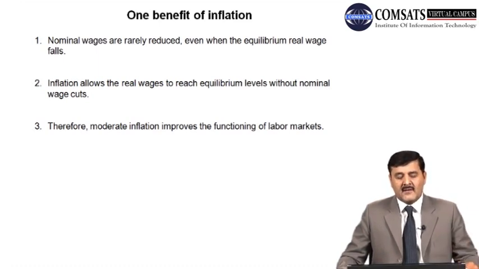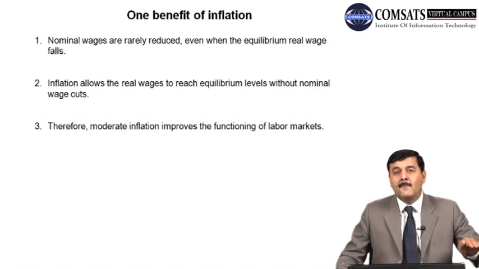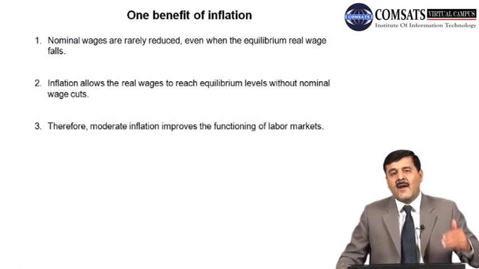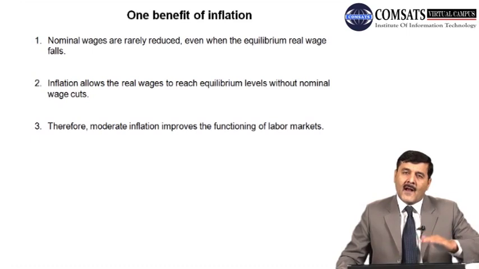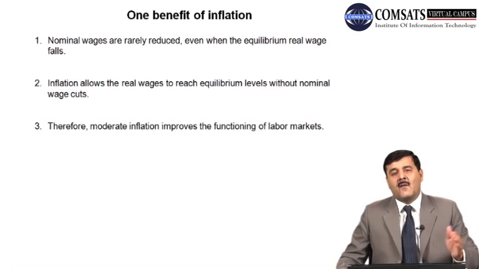So inflation allows the real wages to reach equilibrium levels without nominal wage cuts. So inflation jab economy mein hota hai, that can affect the real wage. Usse real wage to kam ho jati hai, but nominal wage jo hai wo kam nahi hoti. It increases, wo usi tarah chalti rehti hai aur usme azafa hota hai. So therefore moderate inflation improves the functioning of the labor market. To labor market jab aap ye kehte hain ki prices badhi, inflation hua, real wages kam hogi, but nominal wages mein us hisab se kami nahi aati balki badhti hai. So this basically stabilizes the labor market, which is the demand of labor on one side, the other side is the supply of labor, right?